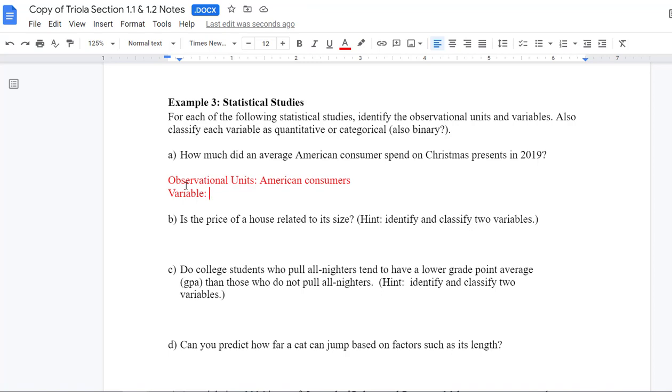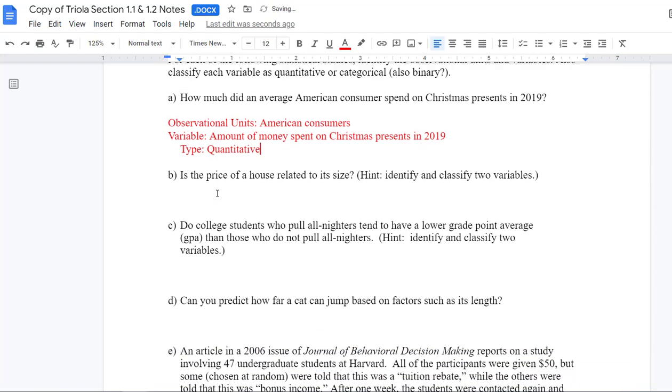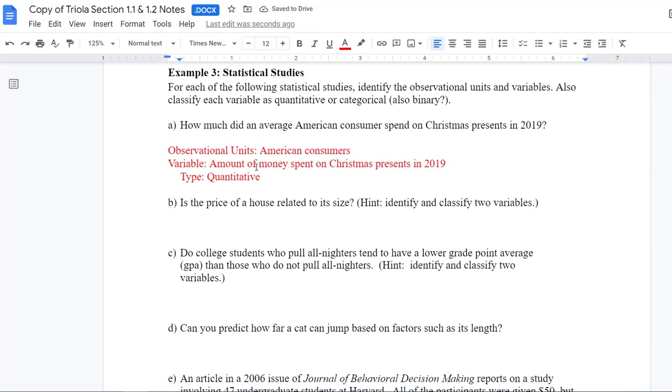So the variable is the amount of money spent on Christmas presents in 2019. And then what type of variable is this? Is it quantitative or categorical? Because it is the amount of money spent, we're going to say this is quantitative. Okay, and so we are going to also classify variables as discrete or continuous.